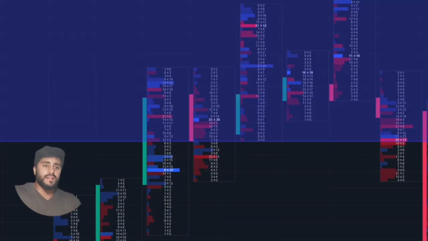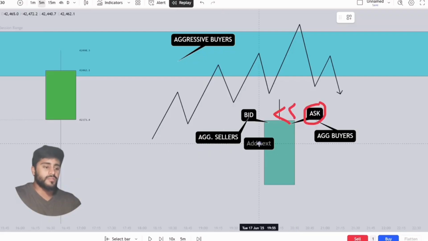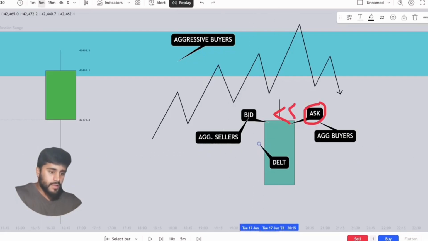outliers. And so what do I mean by delta? So delta is basically the difference between the ask and the bid, right? So let me write this down. So delta equals ask minus bid.